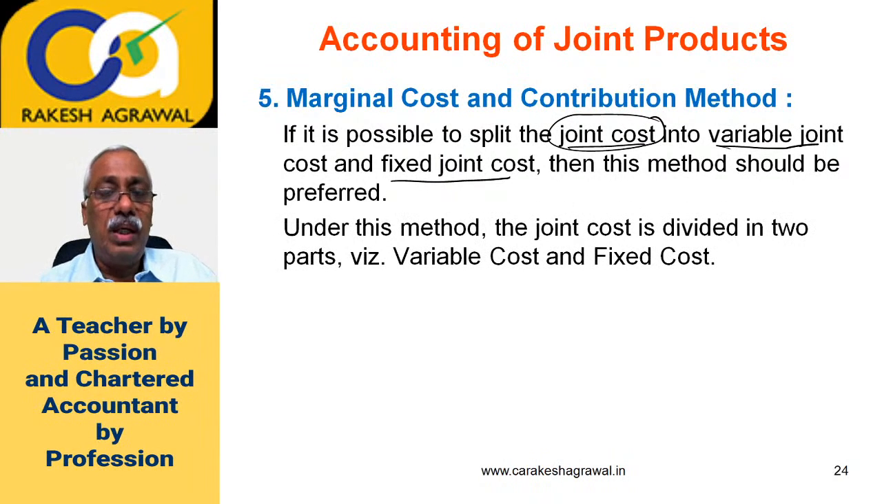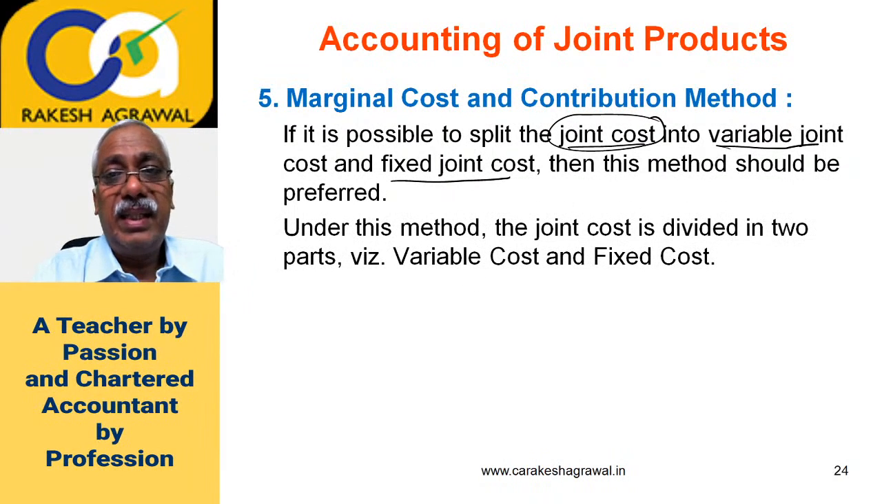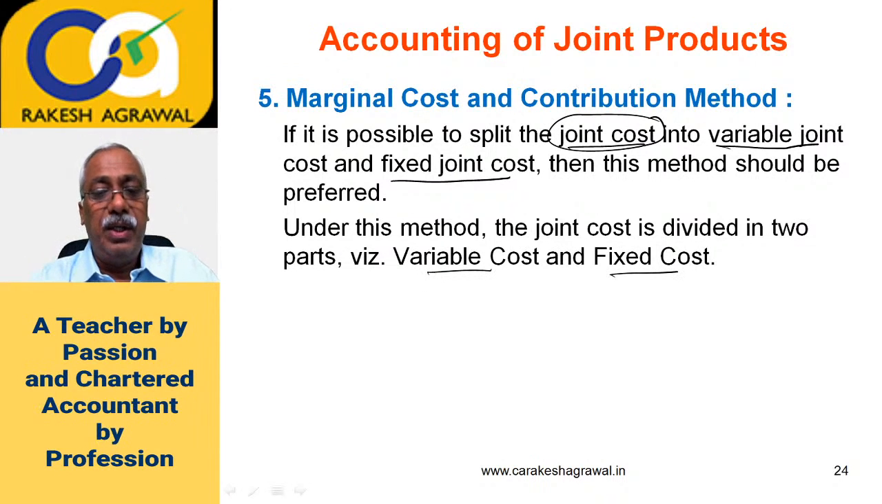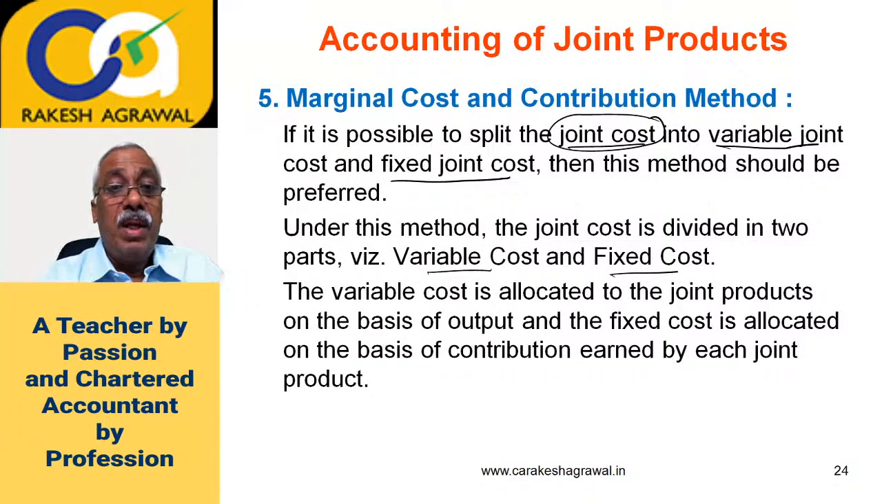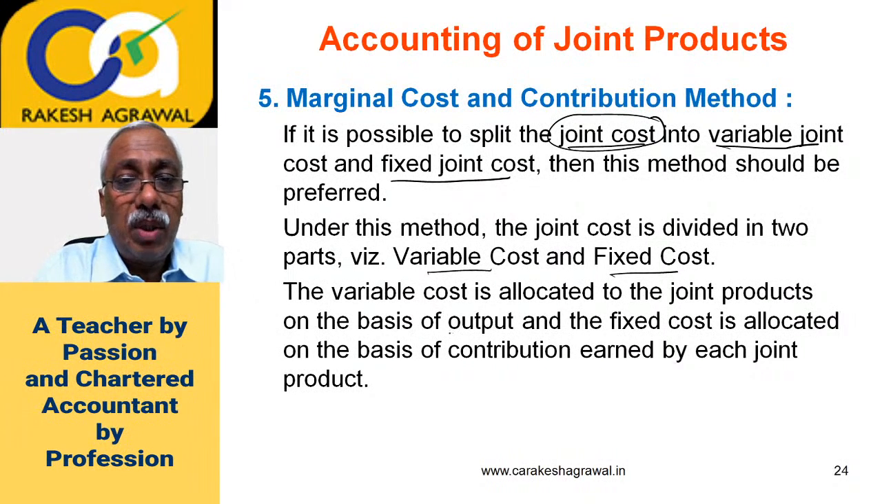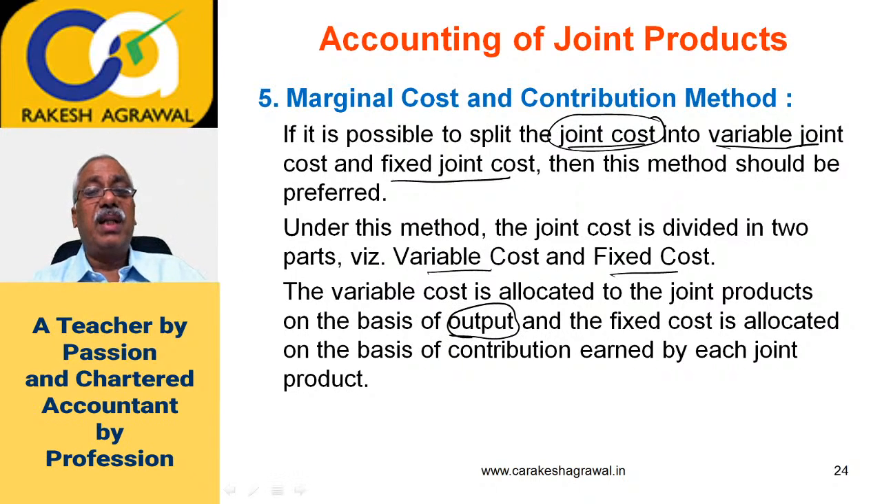Now what you have to do? Under this method, as I said, joint cost is divided in two parts, variable cost and fixed cost, and then the variable cost, that is variable joint cost, is allocated to the joint products on the basis of output. On the basis of output, that is physical quantity. And the logic is very simple. Variable cost depends upon number of units produced.